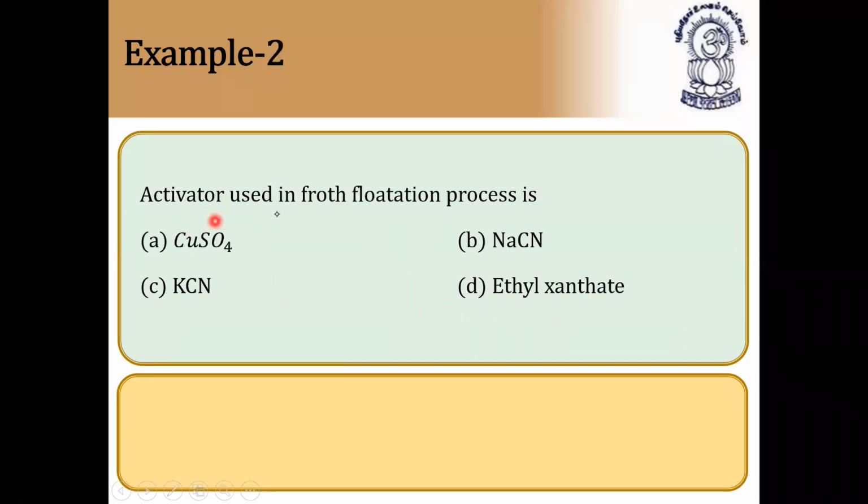The activator used in the froth flotation process is known as the activator. What is the role of an activator? Let us see now. Copper sulfate is the activator. To activate is just like a catalyst. It is not a catalyst, it just resembles a catalyst. So the activator used in froth flotation process is copper sulfate.